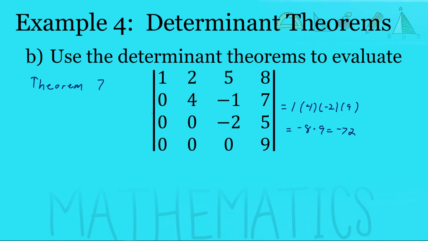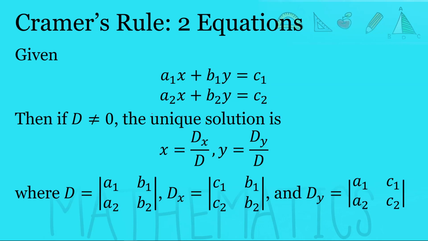And this brings us to the very last thing that I want to talk about in this particular video, and that is Cramer's rule. This is what Cramer's rule says. Given any system of equations, this is for two equations, if D is not equal to 0, then this system will have a unique solution, and the solution is going to be x equal to dx, which is a determinant, divided by d, and y is going to be equal to dy divided by d.